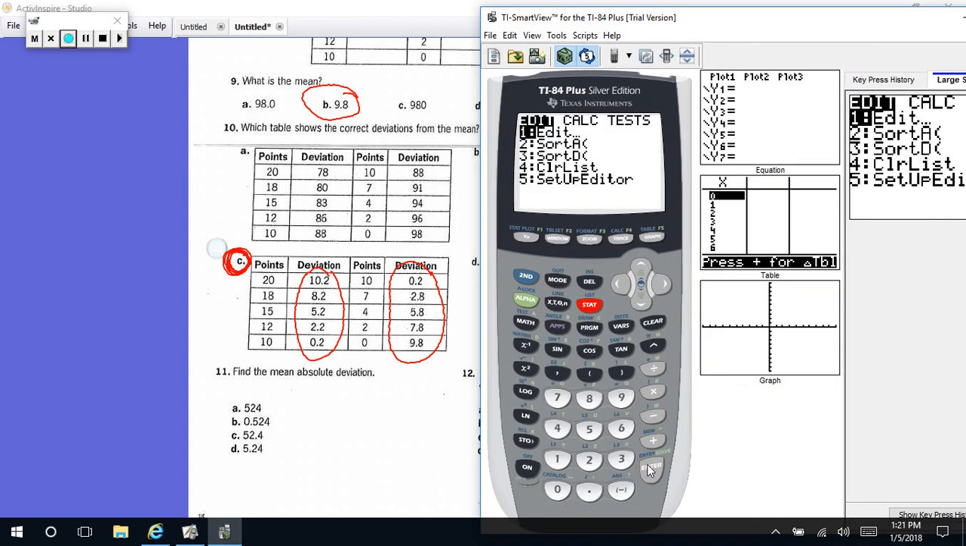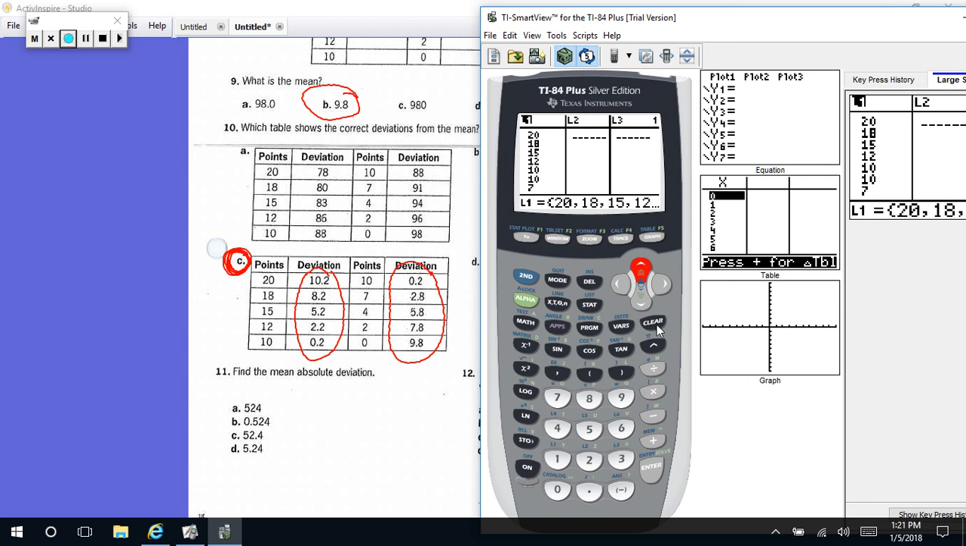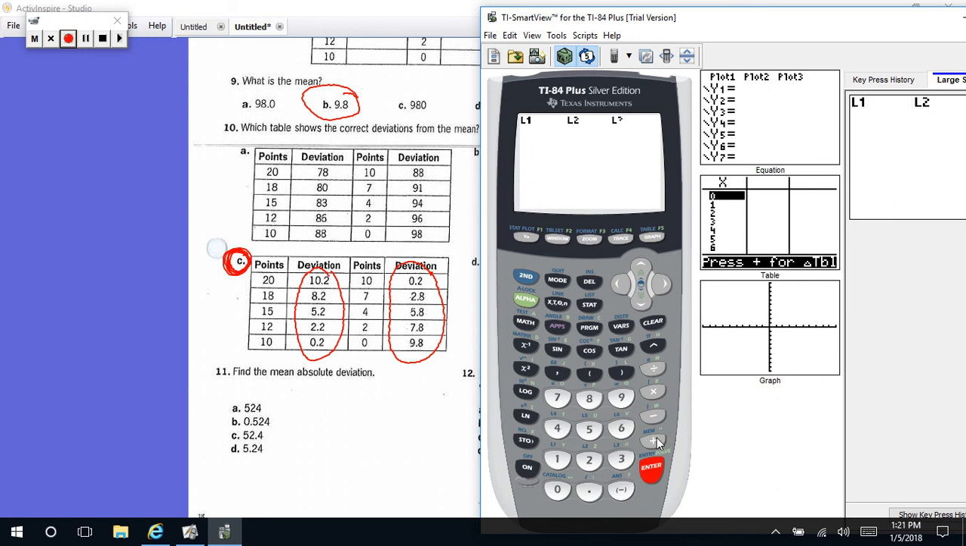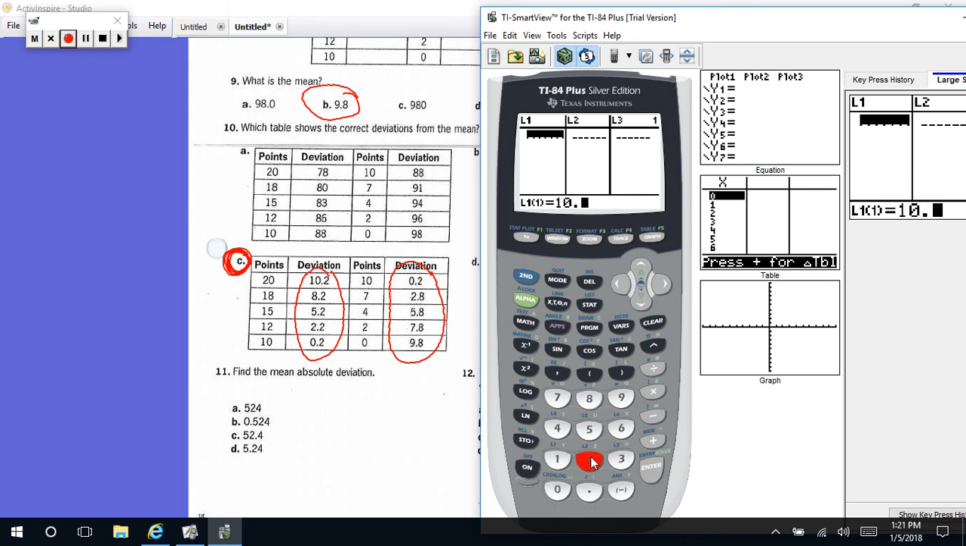Go ahead and enter those into your calculator. Stat again. We're going to edit. To clear the list, go up to L1, make sure it's highlighted, hit clear and enter, and it clears the whole thing out for you. And then we're going to enter these numbers. So y'all go ahead and do that along with me.